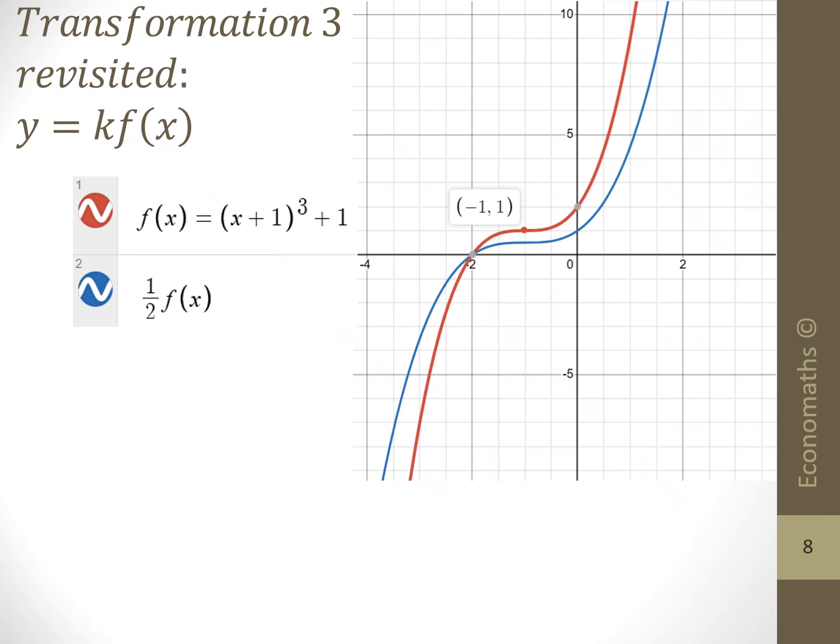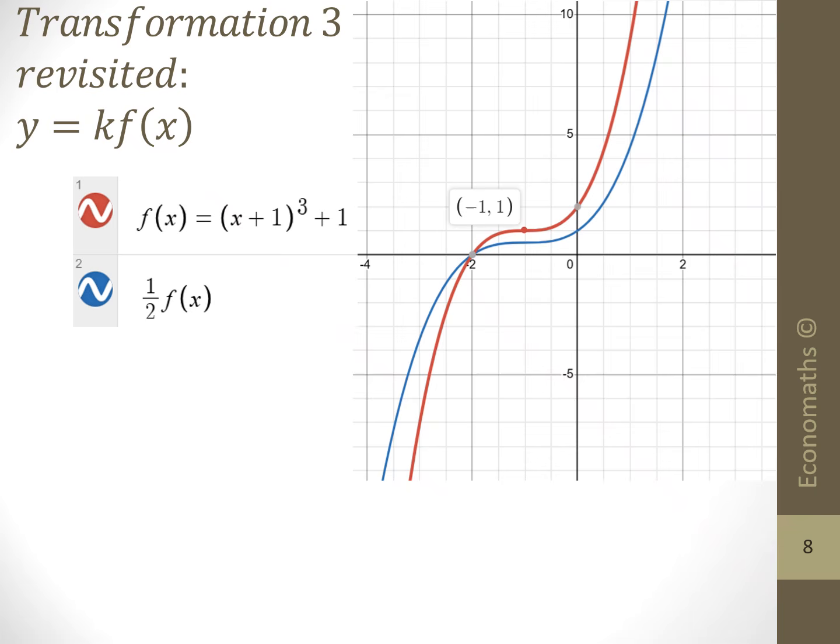Okay, if we were to revisit transformation number 3, this time with a scale factor k outside the function which is less than 1. We said that k multiplied by f of x is a stretch by a factor of k in the y direction. Here, if we have half times f of x, it's going to be a vertical stretch in the y direction by a factor of a half.